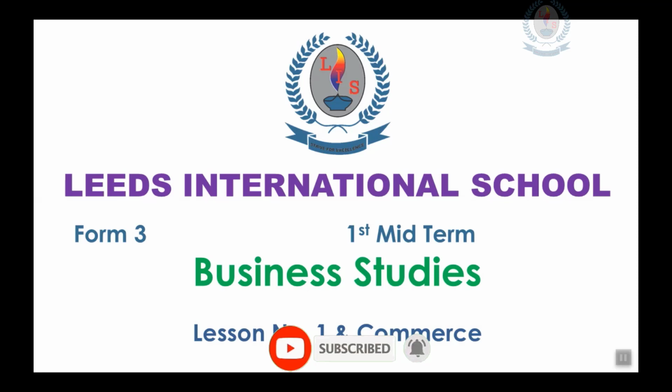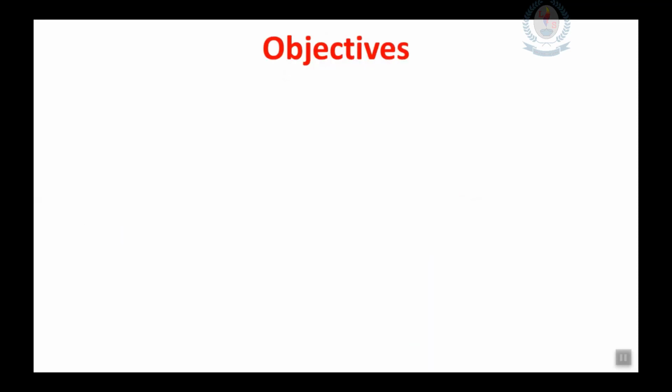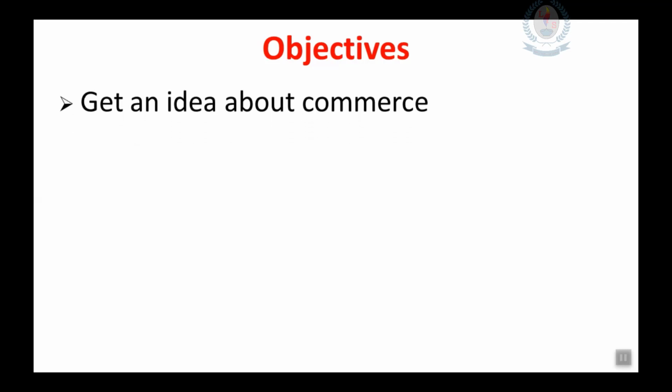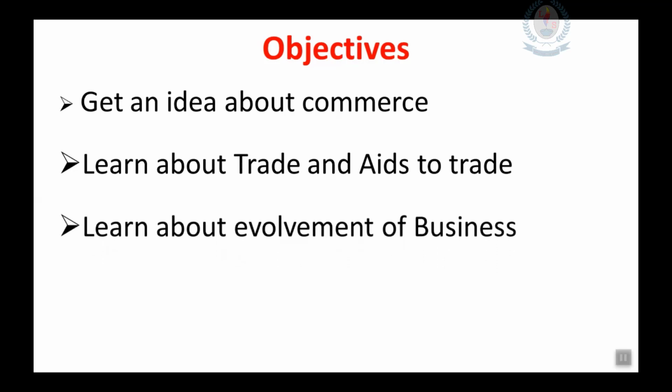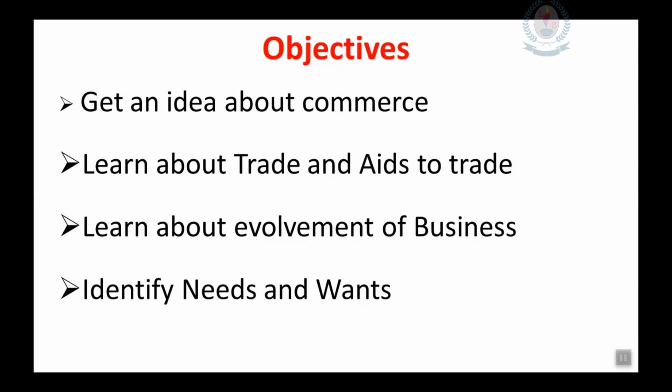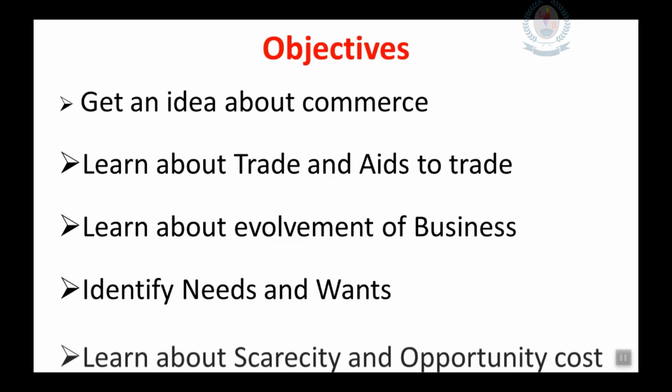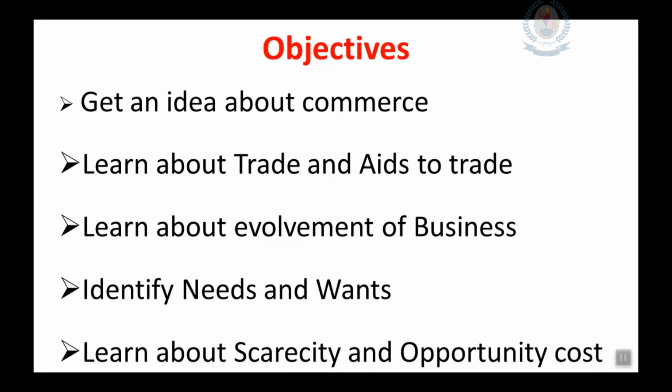Children, today we are going to learn Form 3 Business Studies, first lesson: Commerce. The objectives in this lesson are: get an idea about commerce, learn about trade and aids to trade, learn about the evolvement of business, identify needs and wants, and learn about scarcity and opportunity cost.